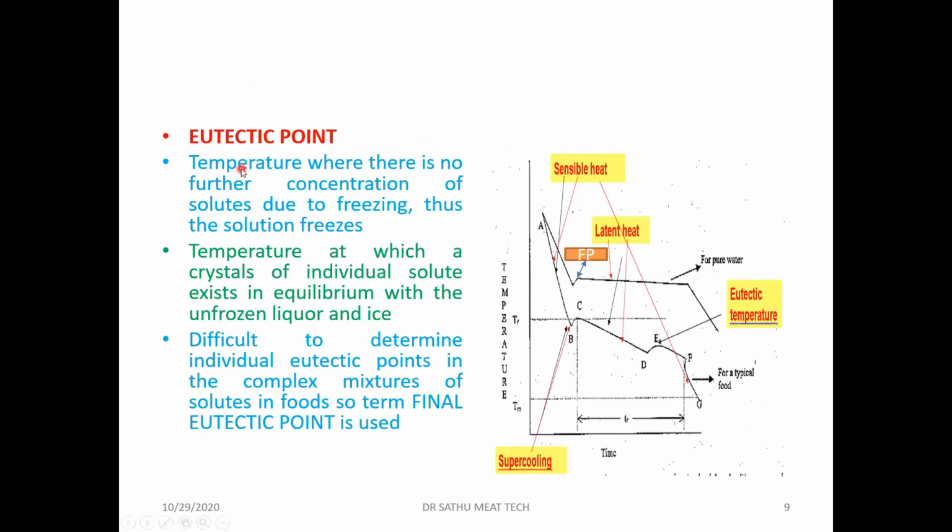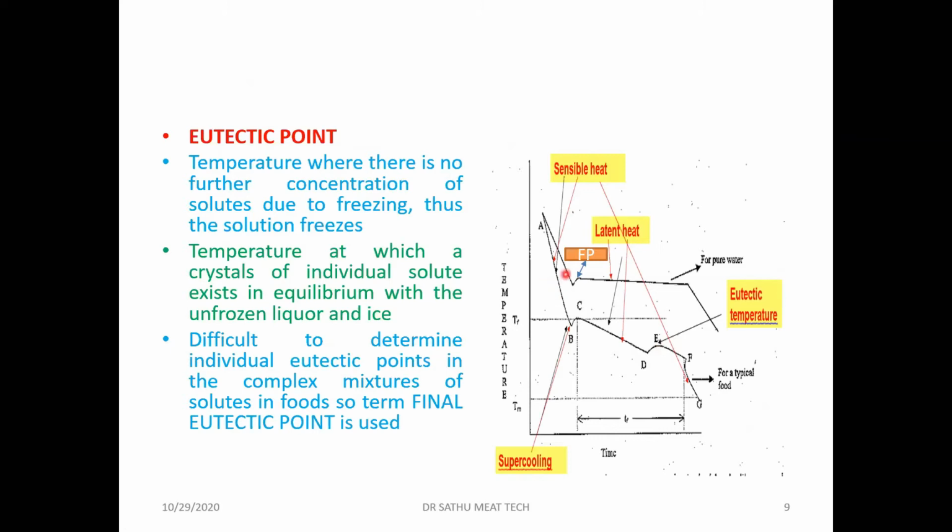The next terminology that we have to understand is the eutectic point. The eutectic point is the temperature where there is no further concentration of the solute due to freezing. After a certain temperature, no further concentration or supersaturation of the solute takes place, and after that the solution as a whole will start freezing.